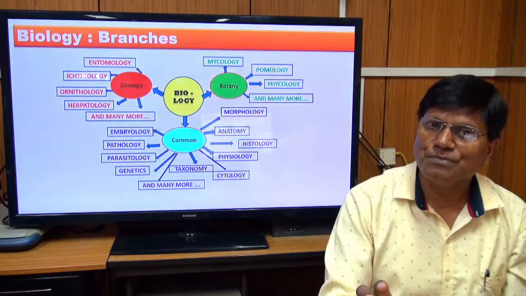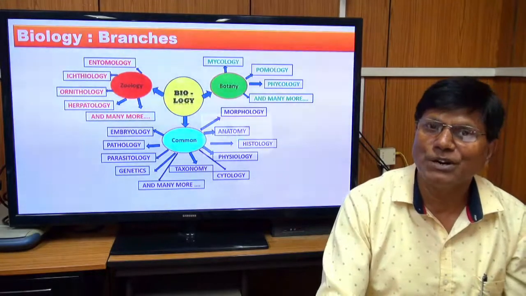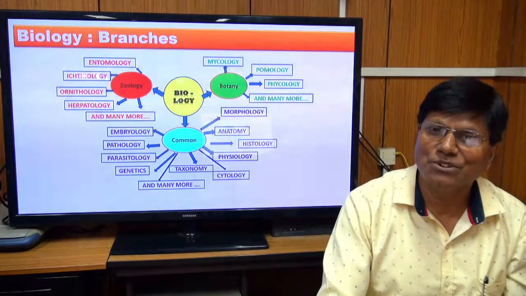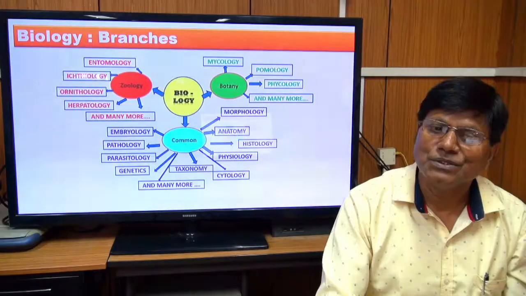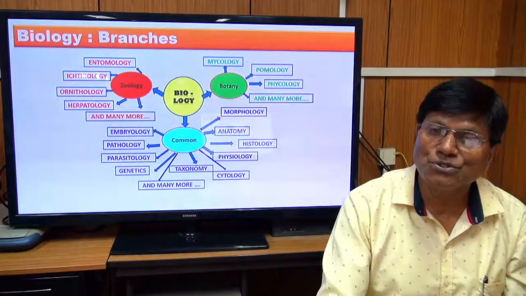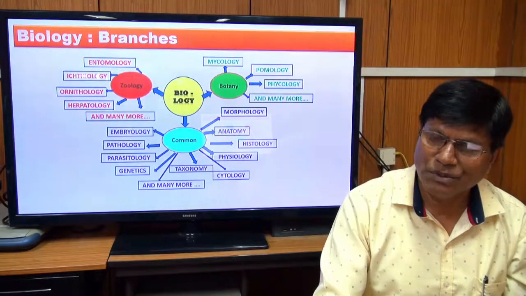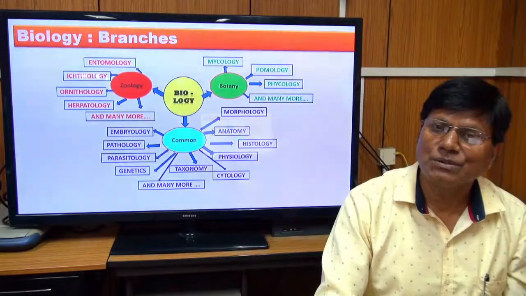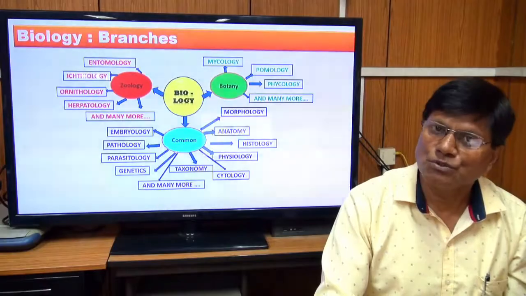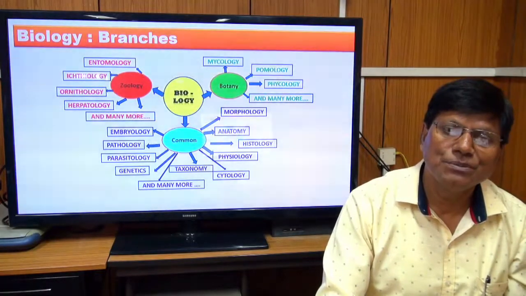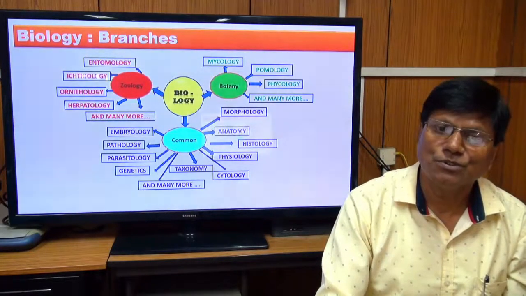In botany and zoology, meaning life science, there are some common phenomena like catabolism, anabolism, physiology. Both have tissue, so the same histology. So in animals and plants there are the same phenomena, and here I am representing it as common. Zoology is for animals and botany is for plants.